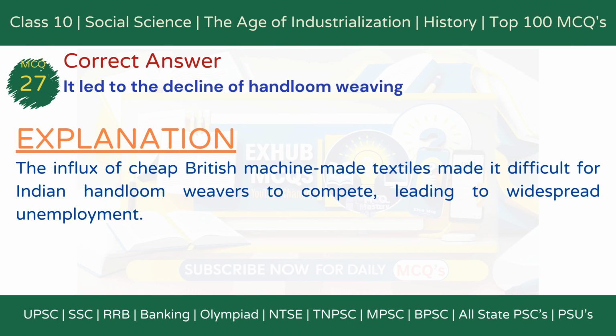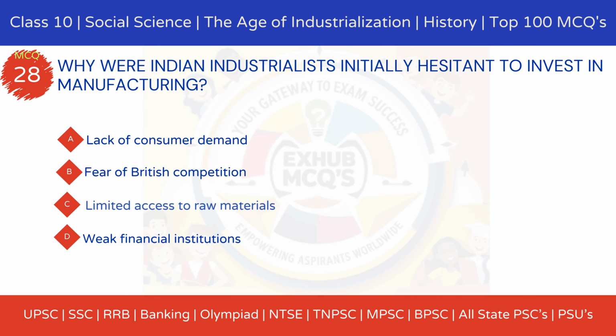The correct answer is option C. It led to the decline of handloom weaving. Explanation. The influx of cheap British machine-made textiles made it difficult for Indian handloom weavers to compete, leading to widespread unemployment. MCQ 28. Why were Indian industrialists initially hesitant to invest in manufacturing?